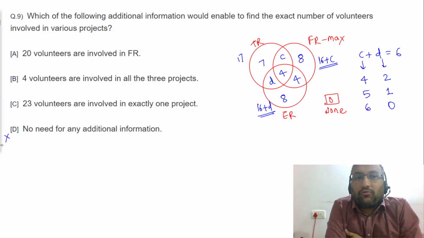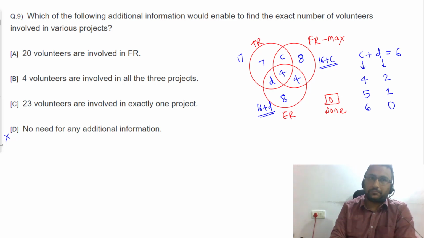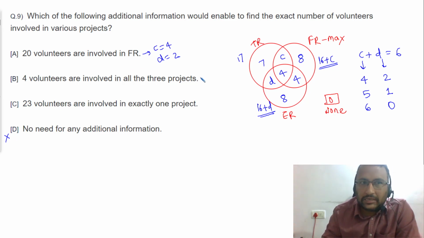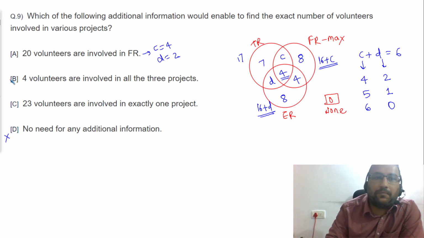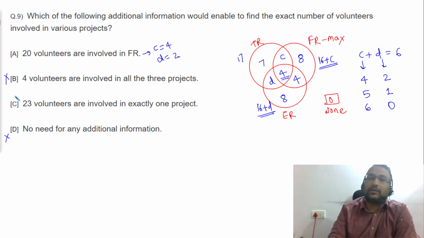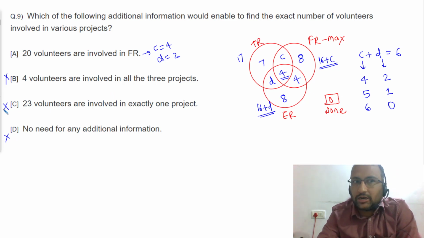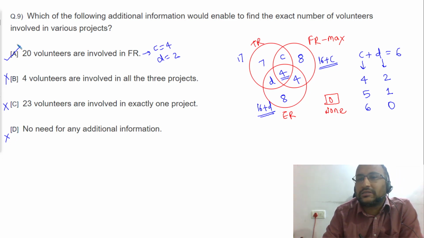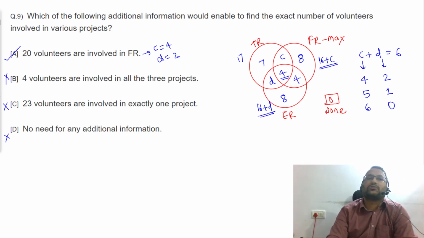Then option A says that 20 volunteers are involved in the project FR. It means C is equal to 4. If you consider this statement, you will get C is equal to 4, then D is equal to 2. So statement A alone is sufficient. Statement B, this data we already got, all three projects is equal to 4. There is no need of statement B. Statement C, 23 volunteers involved in exactly one project. This also we already got. So there is no need of option C. So statement A is sufficient to get the number of volunteers in each project. This is how we can solve question number 9.